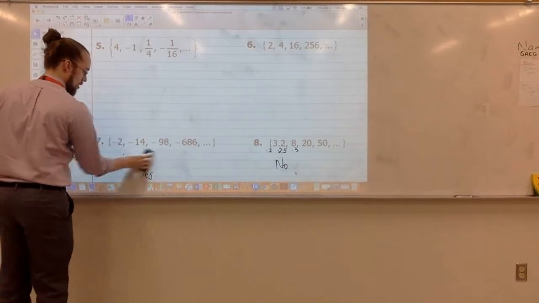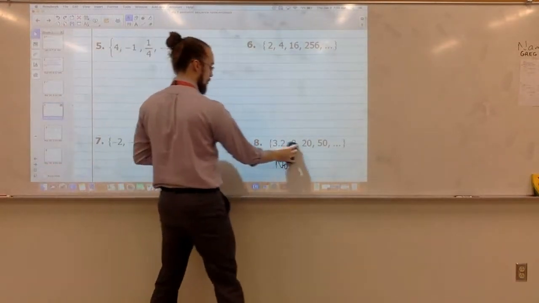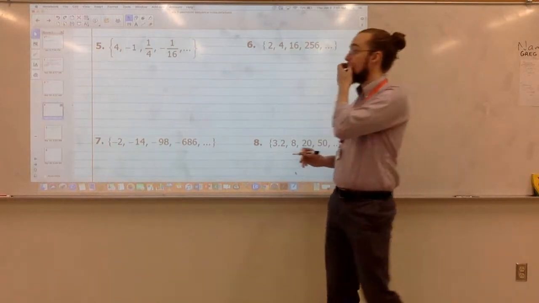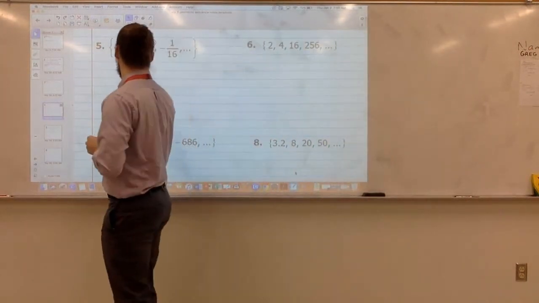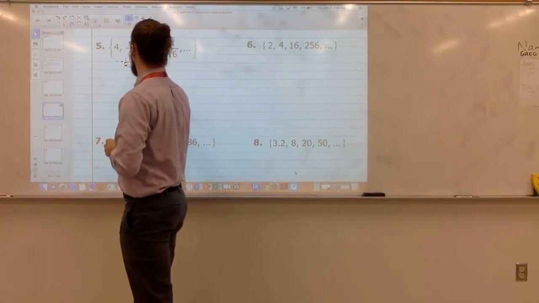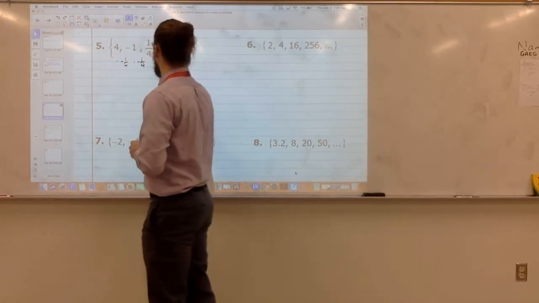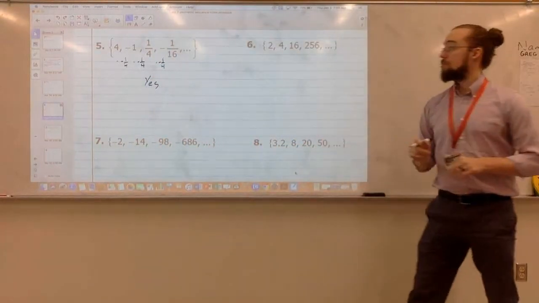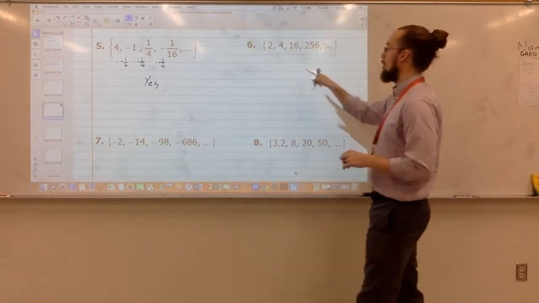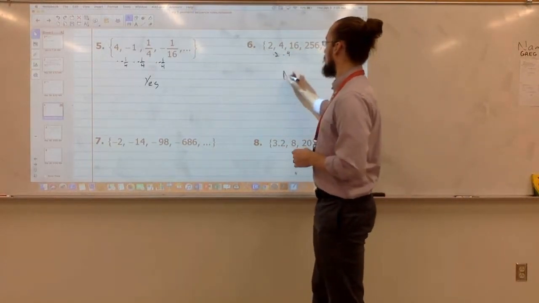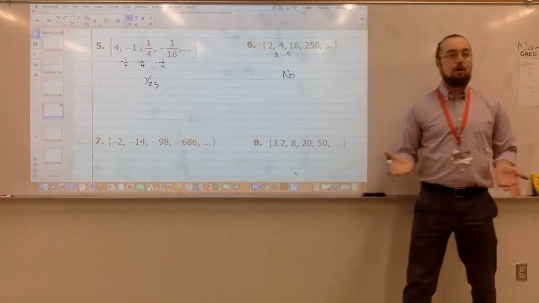Are we multiplying by the same number every time on number 5? Yeah. And I think we're multiplying by -1/4 every time. So this one would be yes. How about on number 6? No. Right? Here I'm multiplying by 2, then here by 4. So already we can see it's no.